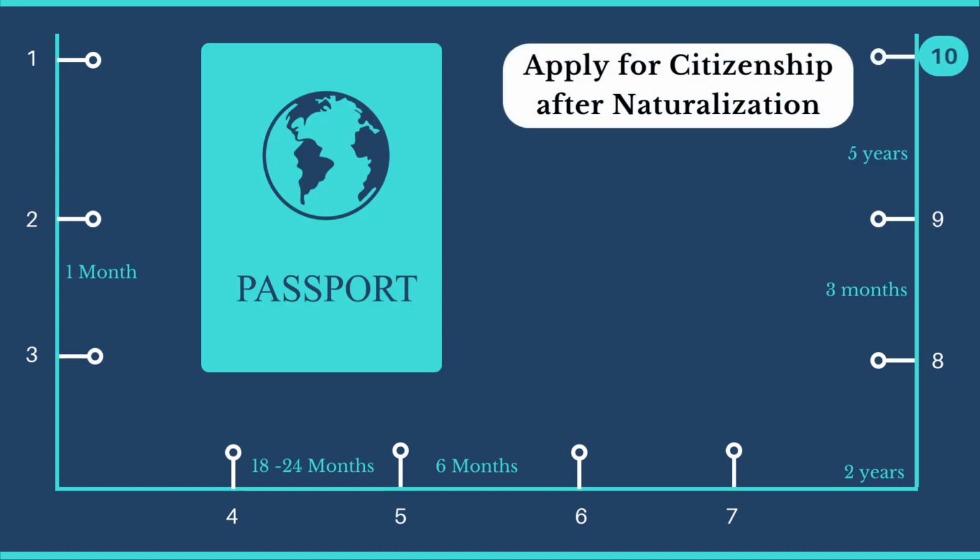Step 10, and this is the last step. Apply for US citizenship after naturalization. It's an optional step, it's not mandatory. So, if you are looking to get US citizenship, you can apply after being a permanent resident of the United States for 5 years. The US does not allow multiple or dual citizenship. So, from the Indian investor's point of view, if you are looking to get US citizenship, you will have to abandon your Indian passport and Indian citizenship.